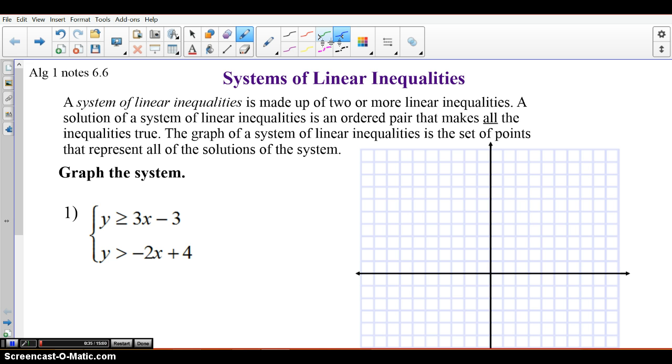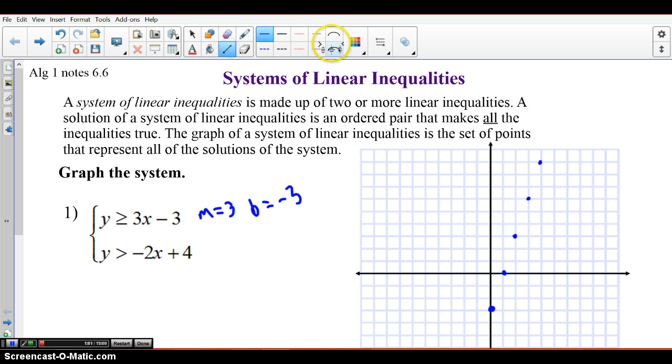The first problem says to graph the system y is greater than or equal to 3x minus 3 and y is greater than negative 2x plus 4. So where I'm going to start is with the first equation. I know that my slope would have to be 3, and we also know the y-intercept is negative 3. So I'm going to mark the key points here. And then I'm going to sketch the line that would connect those points. Should look something like this.